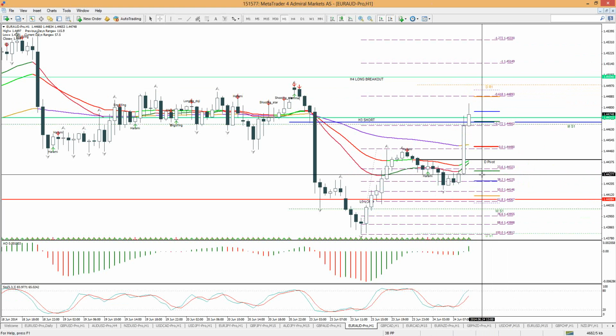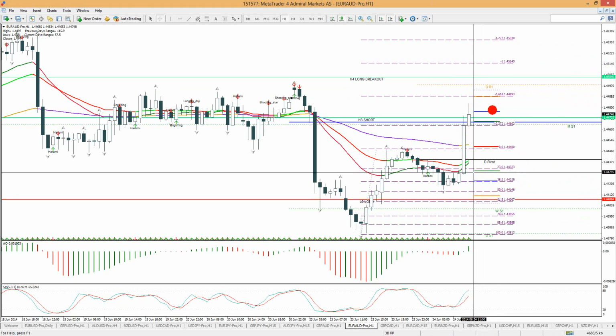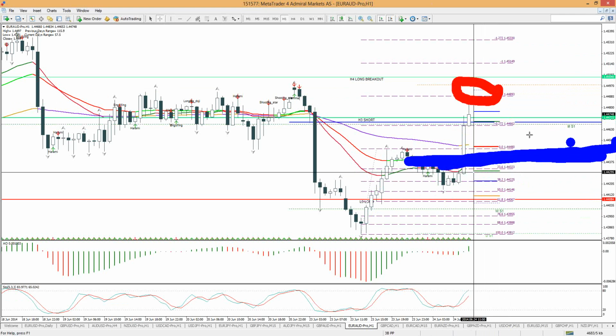But if one shorts the resistance here, or looks for confirmation of resistance here, which is, I think, better, then a conservative target somewhere at the daily pivot, for instance, might still do a decent job.